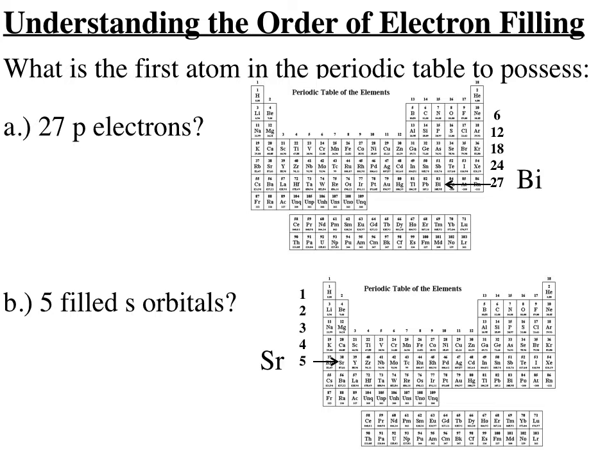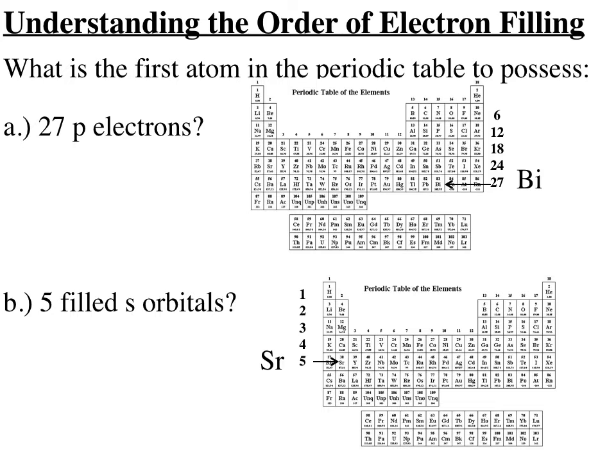Okay, now the second question, B. What is the first atom in the periodic table to possess 5 filled s orbitals? So what you would do to answer this is turn to the s block. Of course, the first 2 columns of the periodic table represent the s block, and each row of the periodic table places 2 electrons in an s orbital.